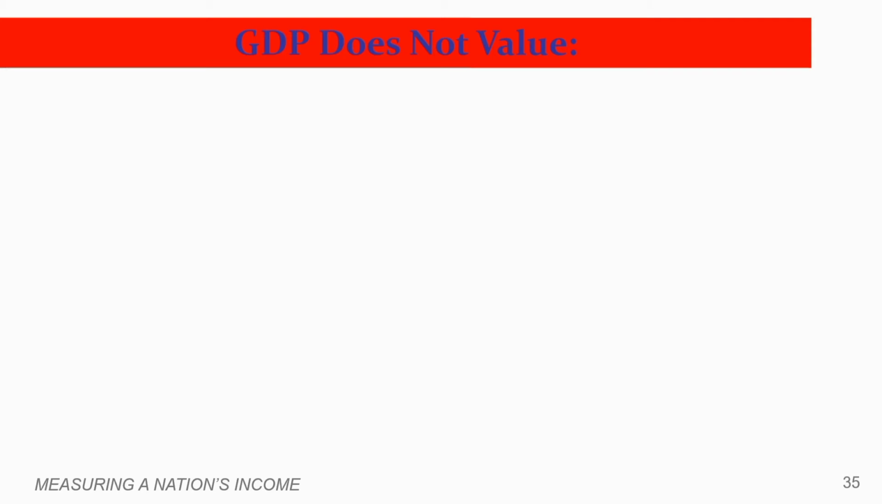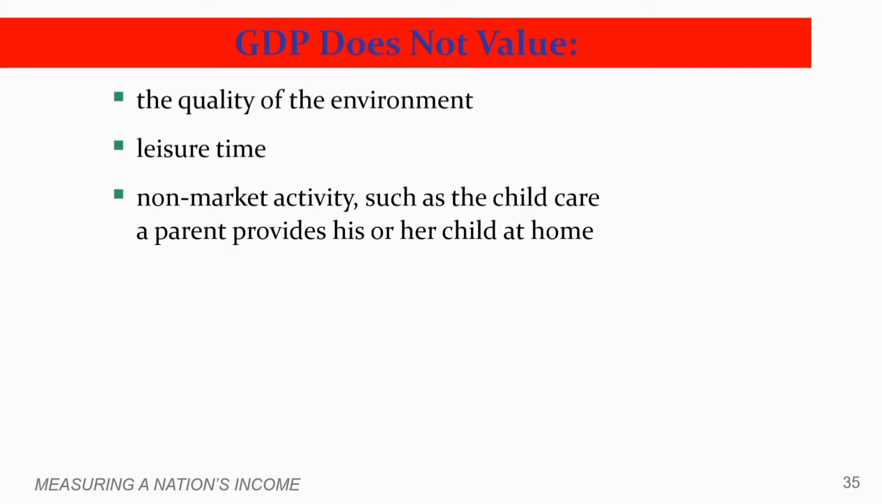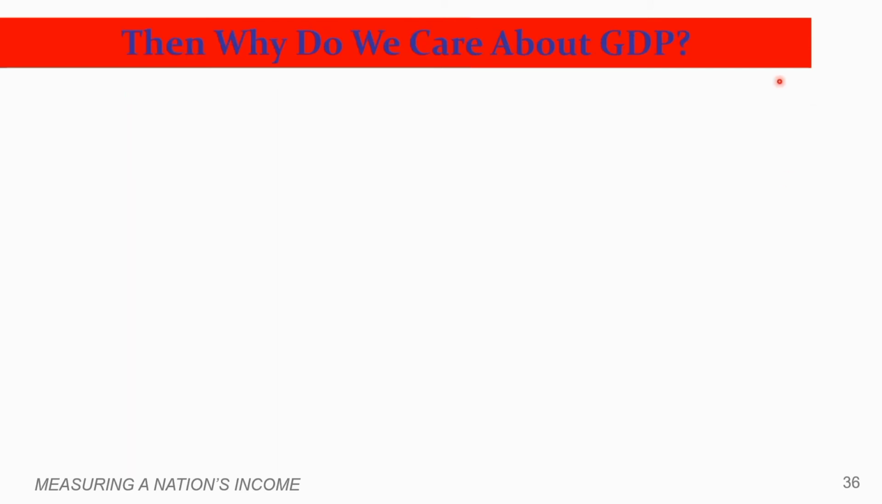So, much of what Robert Kennedy said about GDP is correct. So, there are things that GDP does not value, and these are the quality of the environment, leisure time or recreation, the non-market activities such as child care, then an equitable distribution of income. But why do we care about GDP?